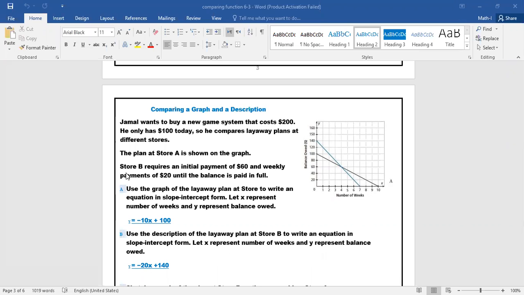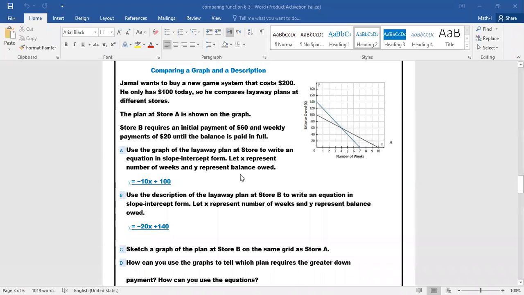Okay? Second, use the description of the layaway plan at store B to write an equation in slope-intercept form. He said in the second situation, store B required an initial payment of 60. Okay? And already the cost was 200. Then we are going to subtract 200 minus 60. It will be how many? It will be 140. Then his initial amount is 140, because the cost was 200 and the initial payment of 60 is taken from it. Then the rest will be 140.